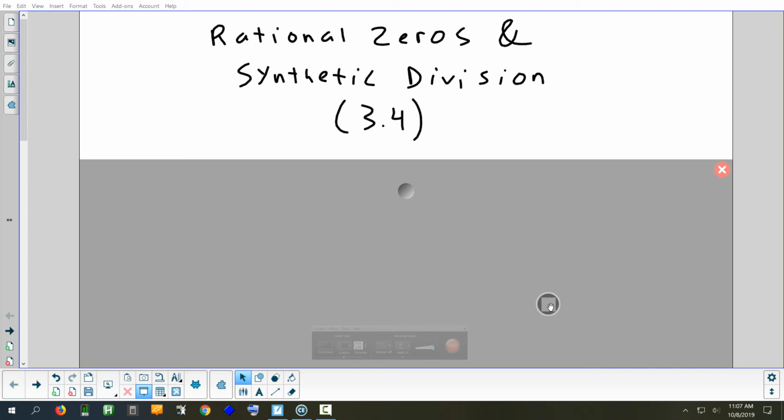All right, so the second section we're going to look at this week is 3.4, and it's on synthetic division, which your book calls Horner's algorithm. So if you see that in the book, just know that that means synthetic division, and rational zeros.